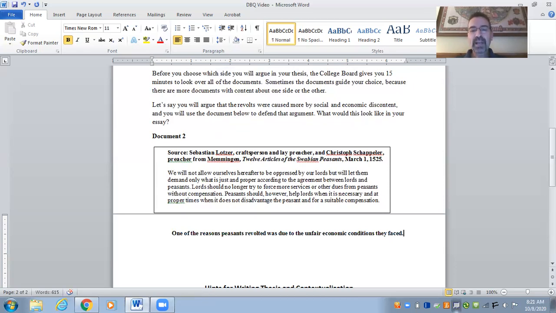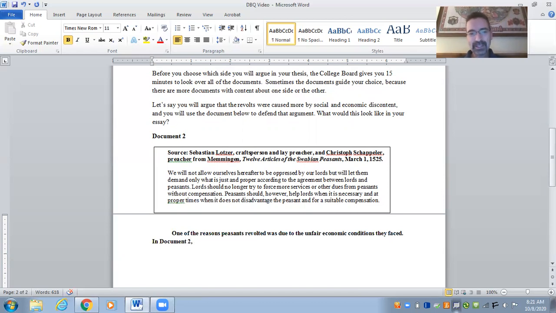I'm just going to make a simple topic sentence starting off my paragraph. One of the reasons peasants revolted was due to the unfair economic conditions they faced. All right, now I'm going to start actually putting in my evidence to defend what I just said there. And I'm going to use the information and content that I find in this particular document to help me out. So how do I do that? Well, first of all, as I said, I want to make sure that the reader sees which document I'm using. So I'm going to begin my sentence with that phrase, in document 2.